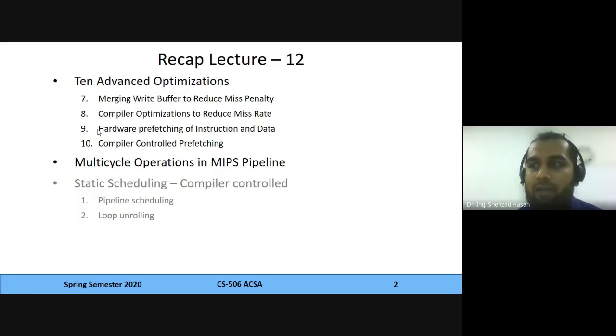Now, the whole idea of prefetching is that you bring that element before it's needed. Otherwise, if it comes when you don't need it, it's going to result in filling the cache. And if you bring an item much later than it's required, then again the processor has to wait. So it has to be adjusted, like we did in an example in the last class. Then we had the multi-cycle operation MIPS pipeline.